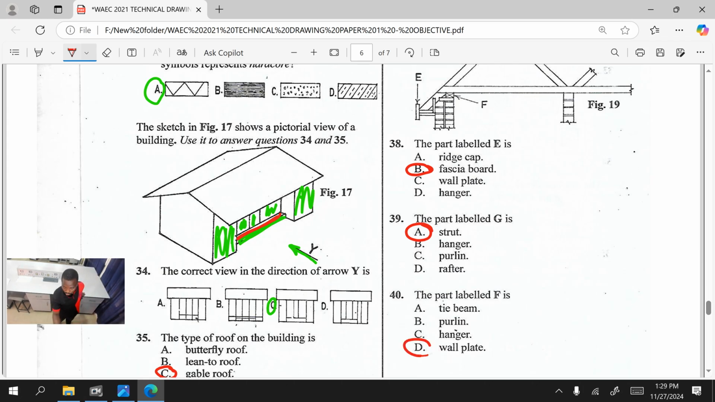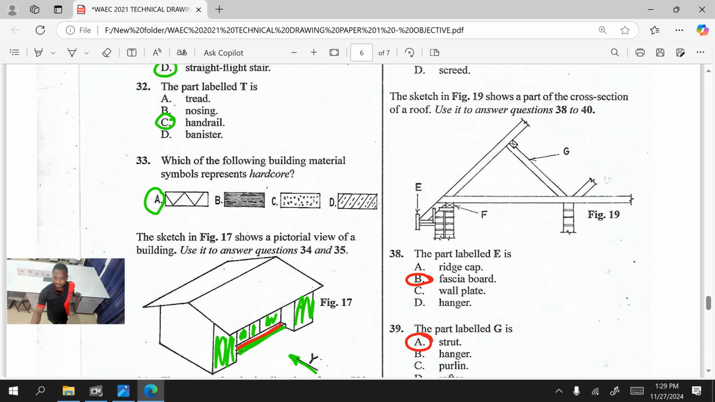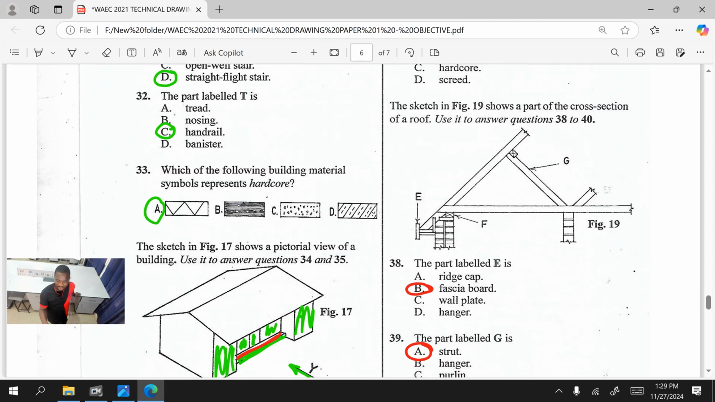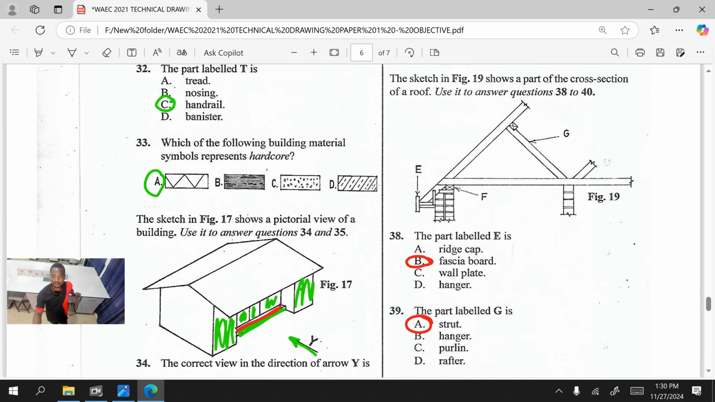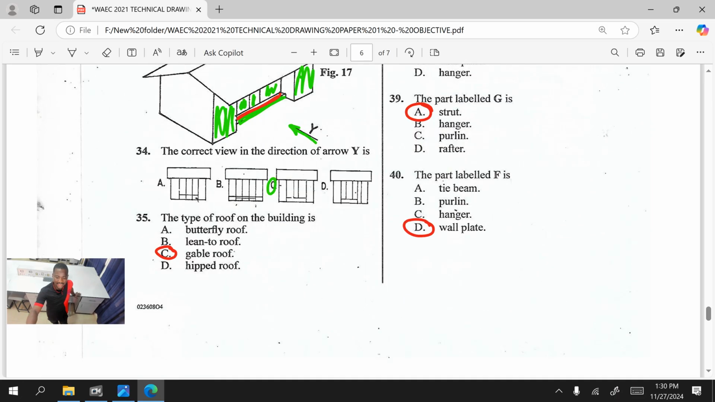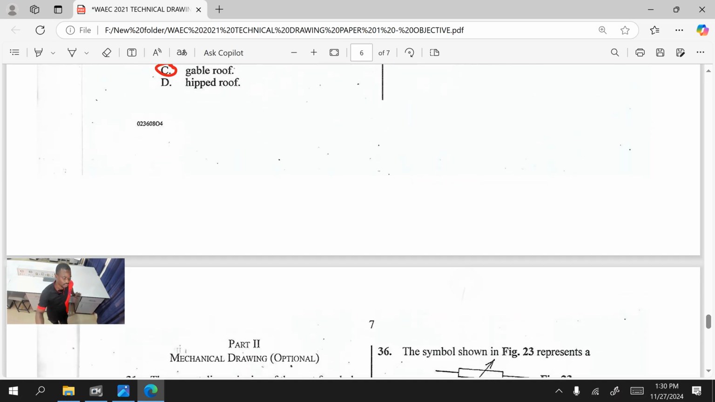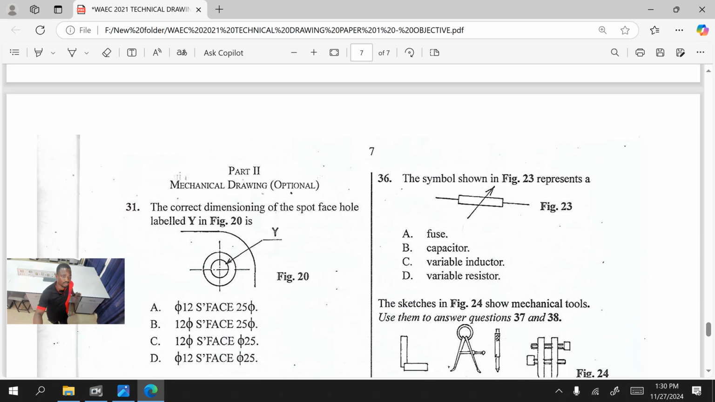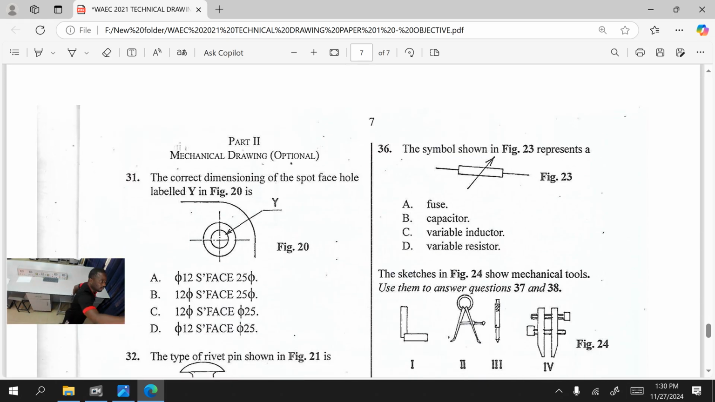Please, it's very important for you to know the parts of your building, especially the roof. As we can see, E is the fascia board, G is the strut, and F is the wall plate in this building. So we come to the end of building drawing.